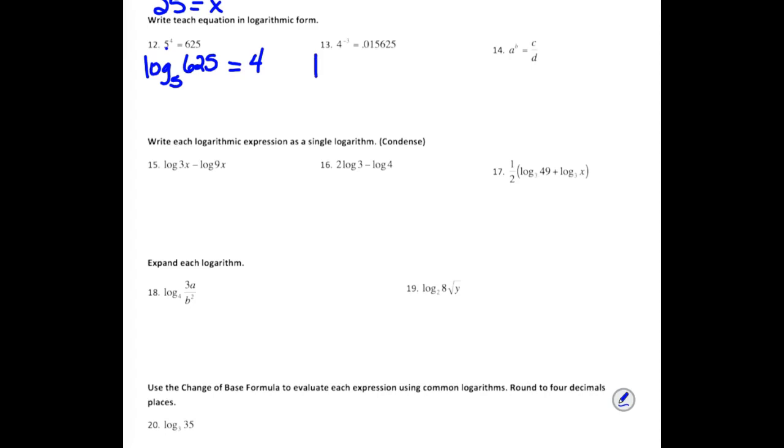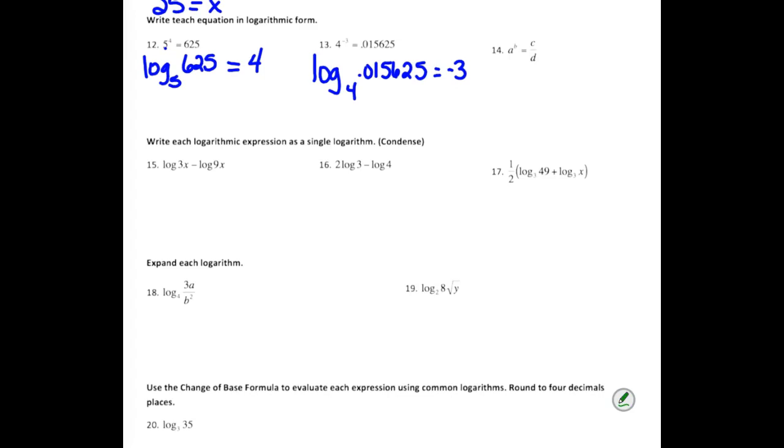Question 13. Our base is 4. We're taking the log of 0.015625, and we end up with a power of negative 3. Question 14 is a little different because they're all variables, but we can still look at this as a base of a being raised to a b power, getting us c divided by d. So our base is a, our power is b, so we are taking the log of the quotient c divided by d. Log base a of c over d equals b.